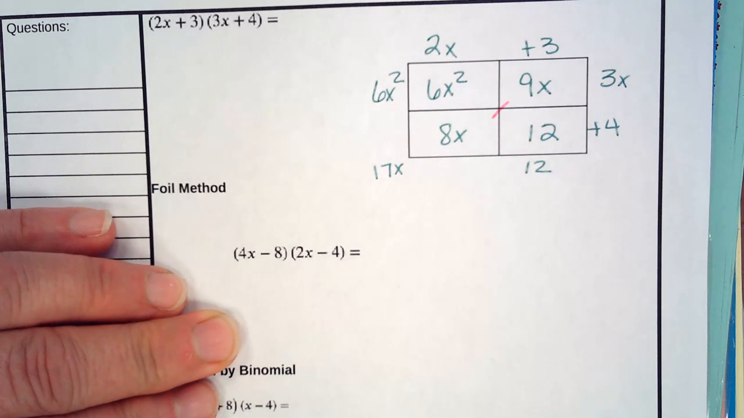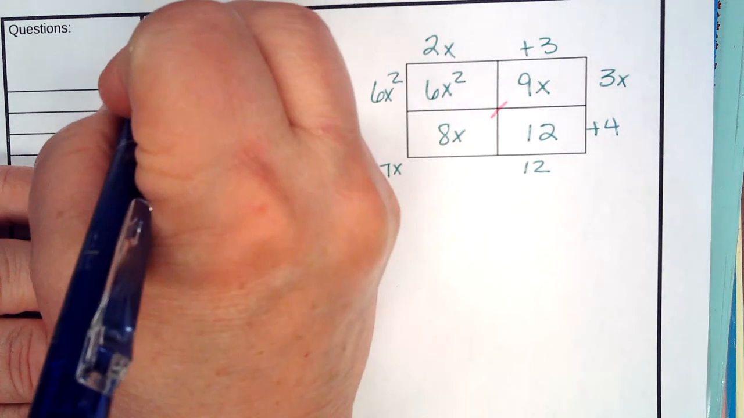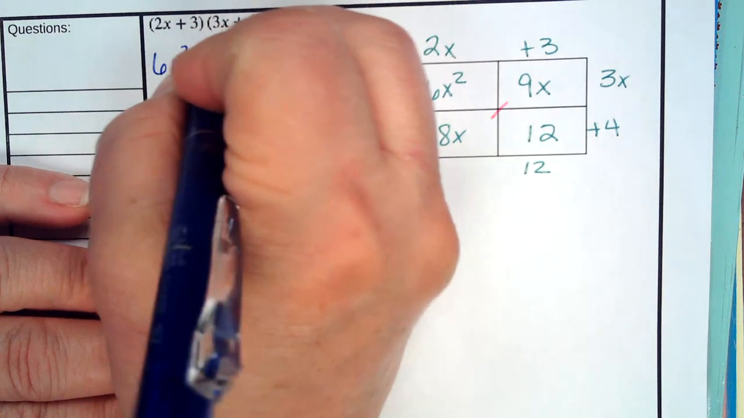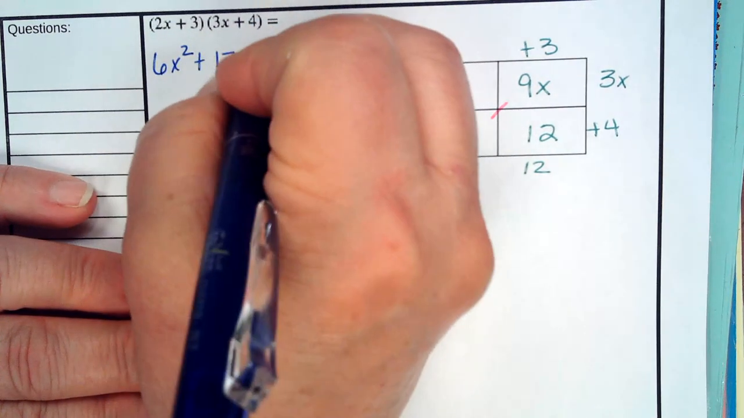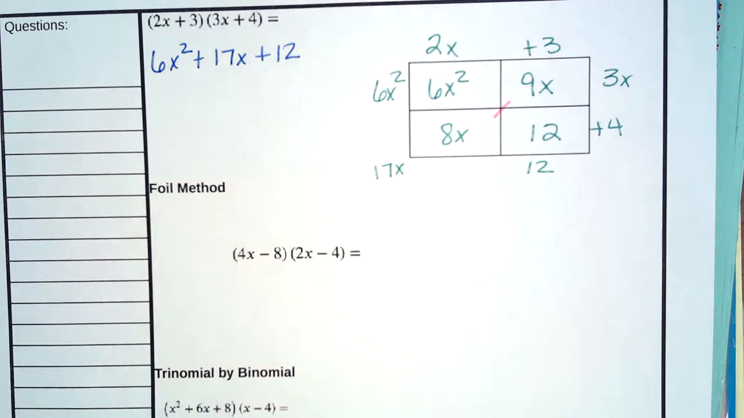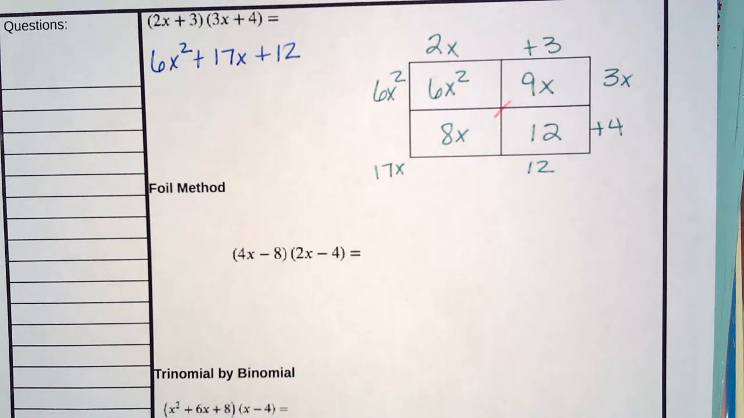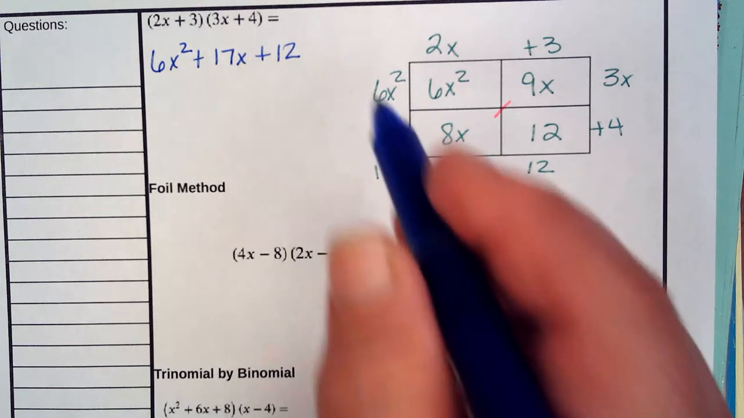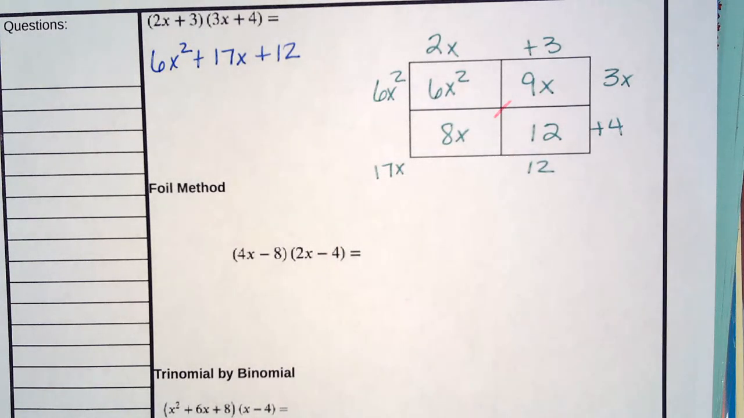So the answer this time is 6x squared plus 17x plus 12. Any questions? It's always around the outside.